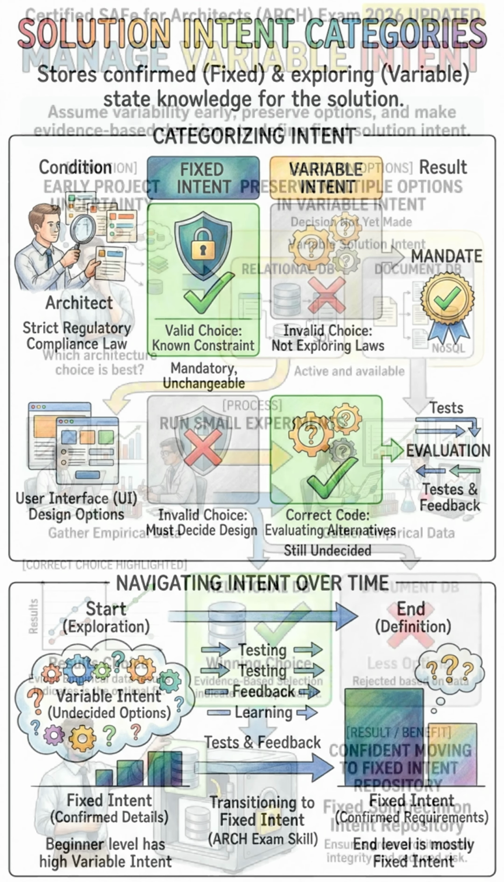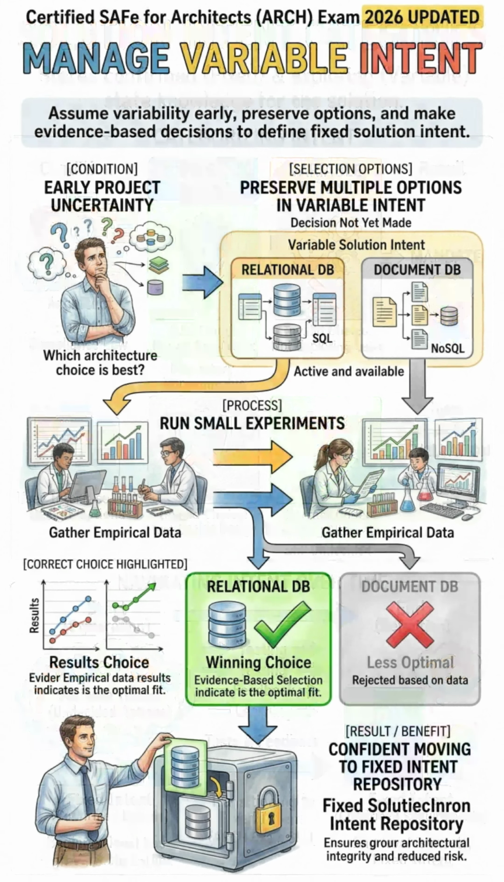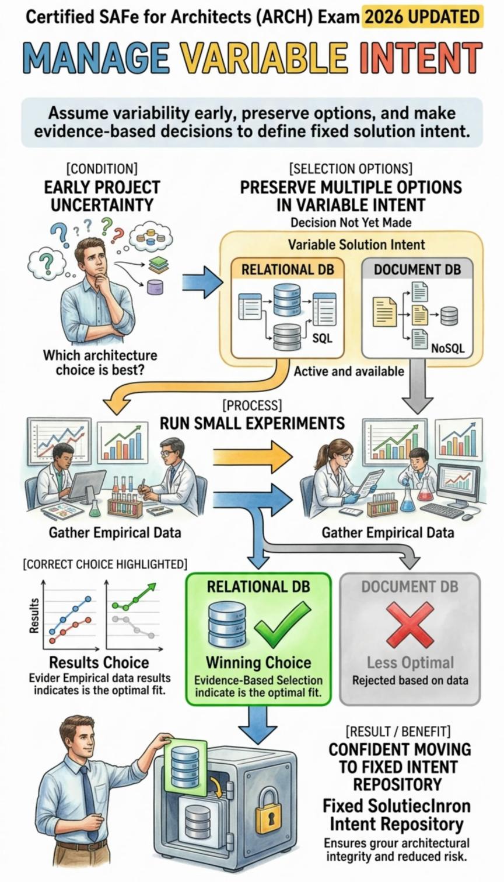A key strategy in managing variable intent is to assume variability and preserve options. Early in a project, you might not know if a relational database or a document database is the better choice for a new application. Instead of forcing a premature decision, you keep both options open in the variable solution intent while the teams run small experiments. Once the teams gather empirical data, you can confidently move the winning choice into the fixed intent repository.